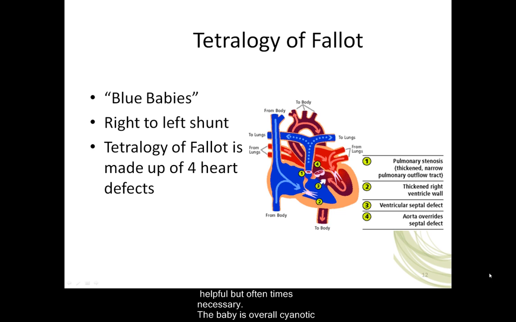The baby is overall cyanotic because much of the blood fails to enter the pulmonary circuit for proper gas exchange. Therefore, babies with tetralogy of Fallot are called "blue babies." This concludes our review of the heart, fetal circulation, and changes at birth.